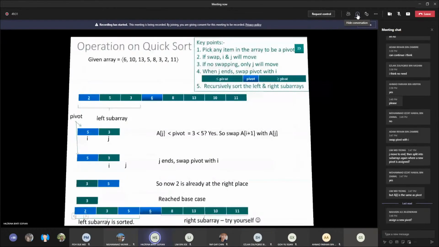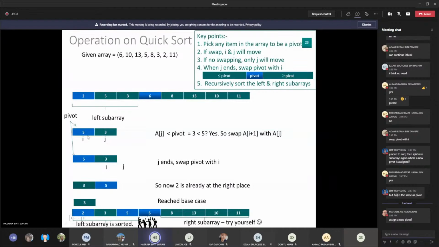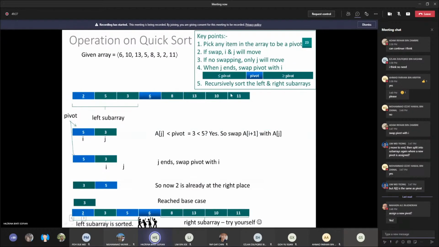So let's discuss. Okay, so we want to sort the 5, 3. Can you see the new array? This one is not yet at the right place. Just now it was, so 2 we confirm is already at the right place.